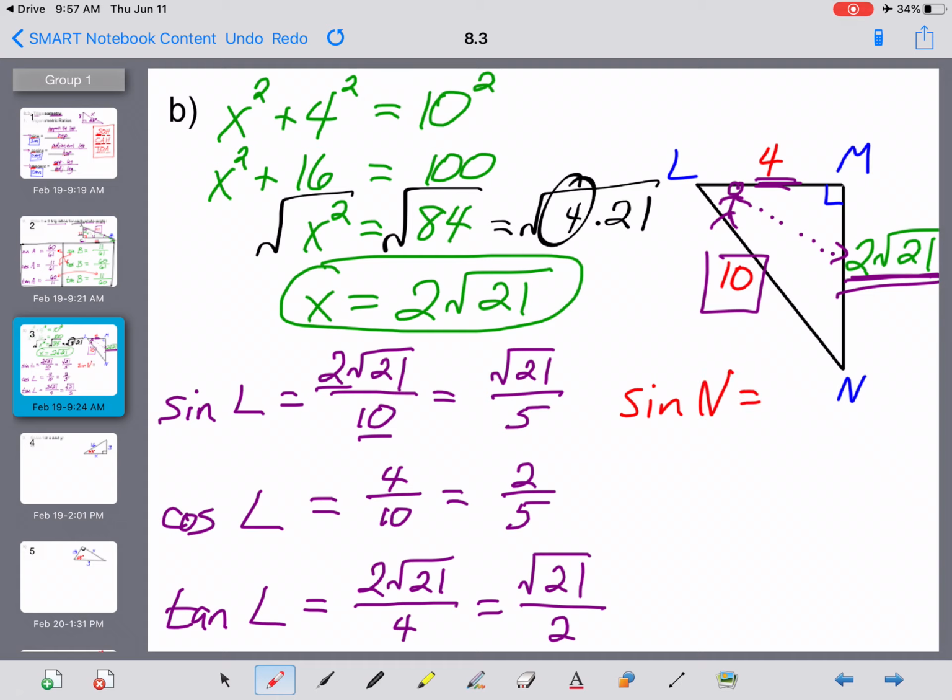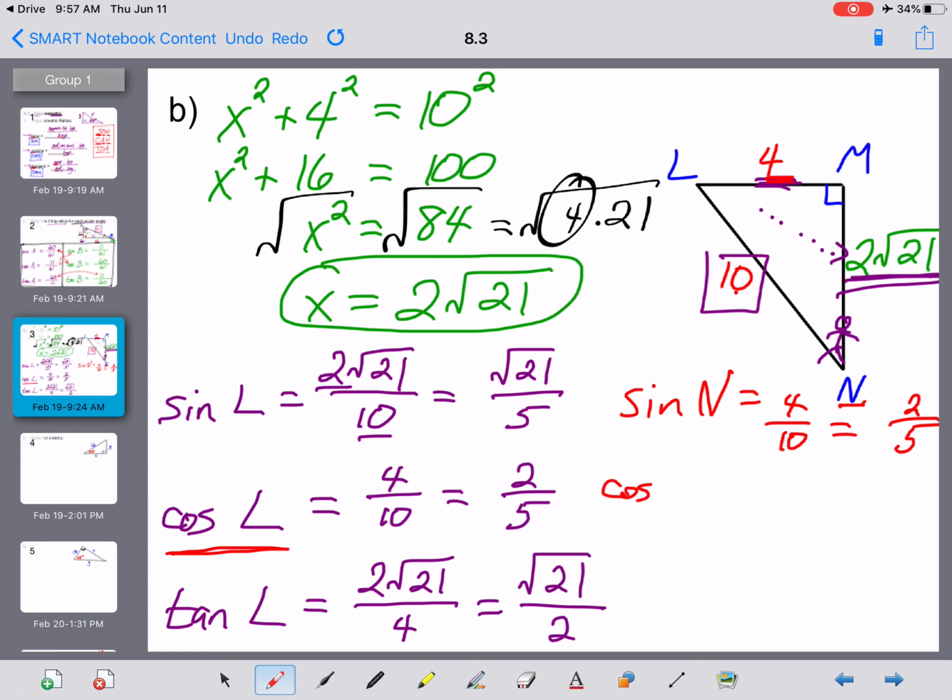That is the other acute angle. So let's move your stick figure from L and bring it down here to N. The definition of sine is opposite leg over hypotenuse. So from where you're standing now at N, your opposite leg is now 4 and your hypotenuse is now 10. So the sine of N is going to be 4 over 10, which simplifies to 2/5. But you might have noticed that's the same value we got here for the cosine of angle L.